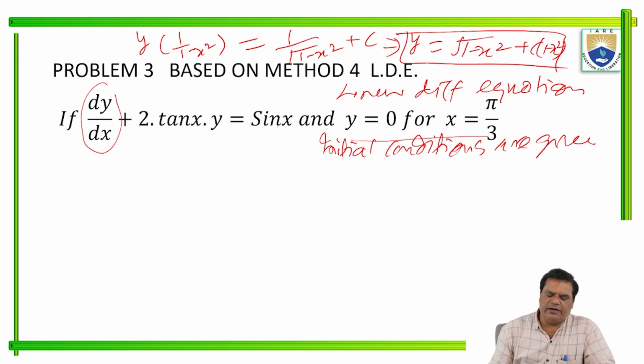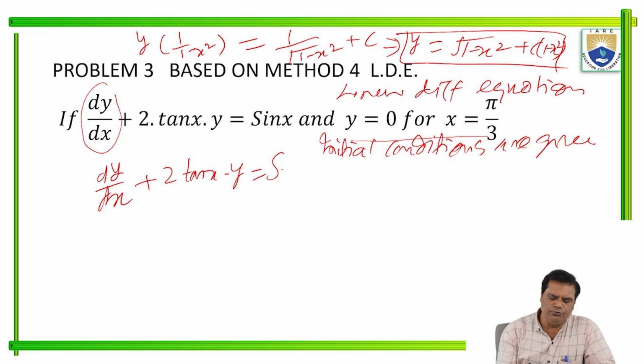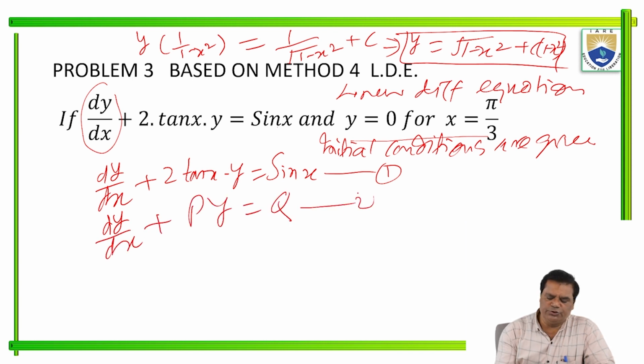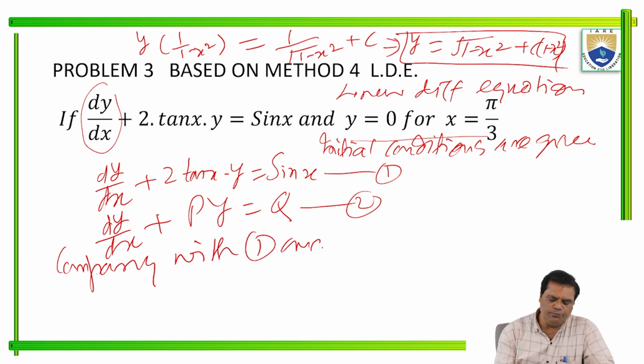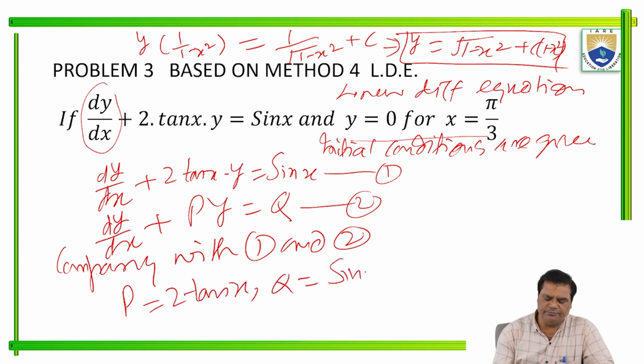So now, first of all, I am solving this. dy/dx plus 2 tan x times y is equal to sin x. This is equation 1. I am writing the general equation dy/dx plus py is equal to q. This is equation 2, the general equation. Comparing 1 and 2, p equals 2 tan x and q is equal to sin x.